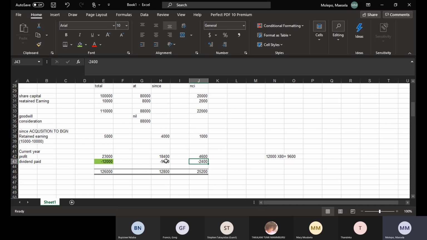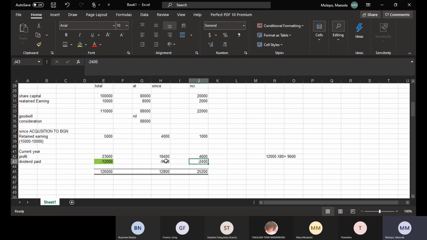And then the non-controlling part of this dividend is represented by the 2.4. So the total dividend paid is 12,000. Normally, the dividend paid is an expense, and when it's an expense, it increases on the debit side. So initially, when we're recording these dividends on the books of a subsidiary, it will be debit dividends paid of 12,000.